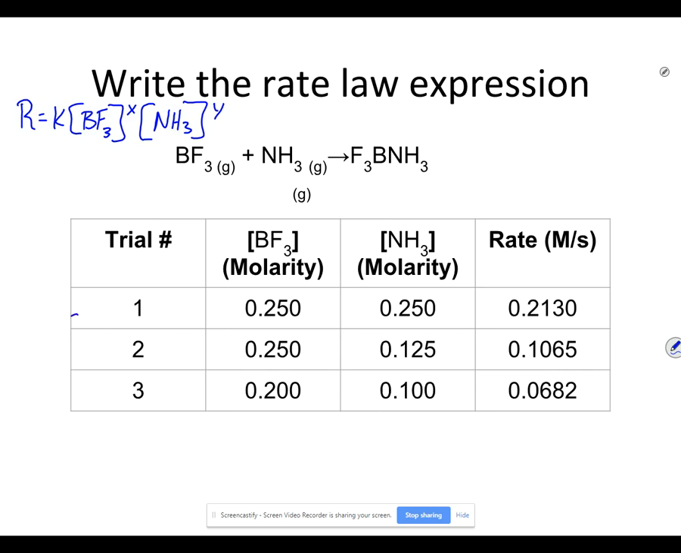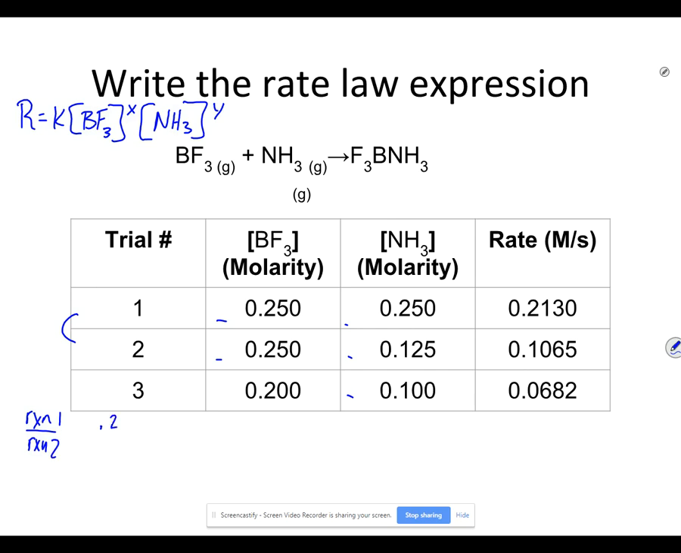I can see that if I compare reaction 1 and reaction 2, the amount of BF3 stays constant. And so that would allow me to solve for Y. And that's what I'm going to do first, because I don't have the same concentration for any of these with ammonia. So I'm going to compare reaction 1 to reaction 2. So reaction 1, and I'm going to compare it by dividing. And so I'm going to plug this into that rate law expression.